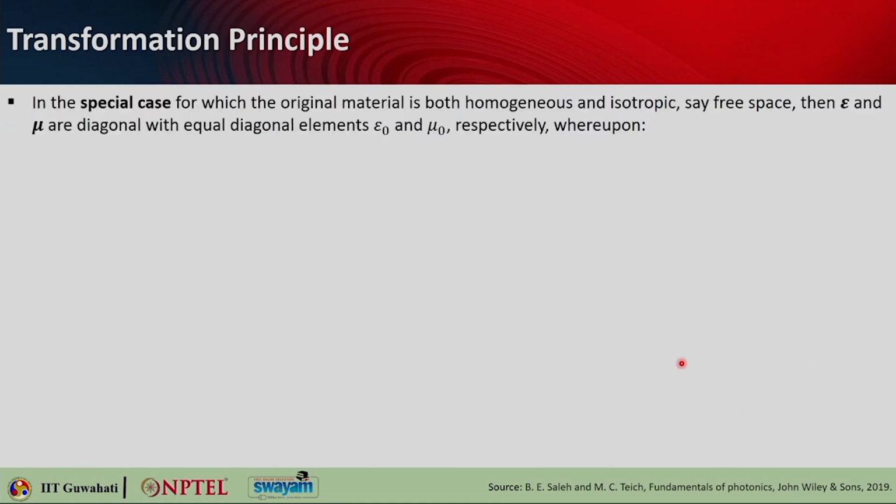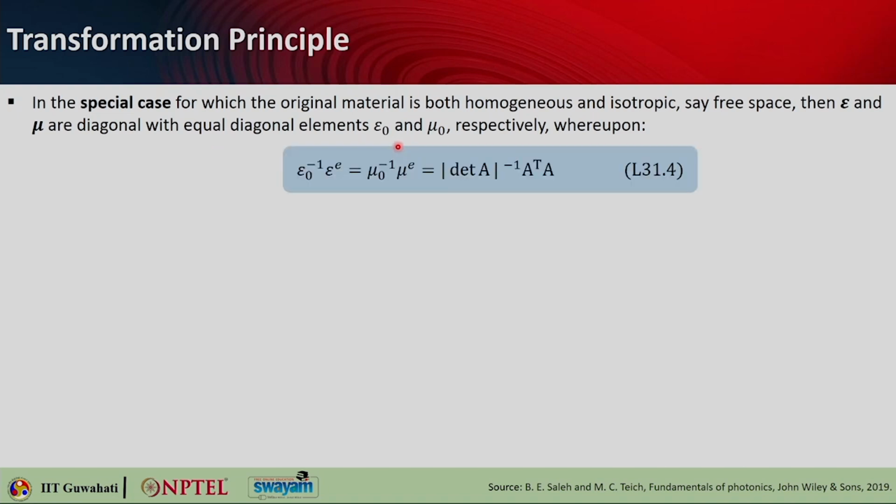Now, in a special case, when the original material is both homogeneous and isotropic, something like free space, in that case epsilon and mu, these tensors, are basically diagonal matrices, and they have equal diagonal elements, mu naught and epsilon naught. So, in that case you can simplify the equation and write epsilon naught inverse epsilon E equals mu naught inverse mu E equals this. This is the determinant of A inverse, A transpose A.